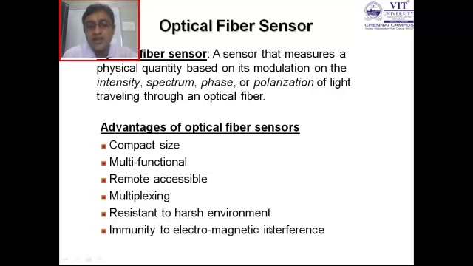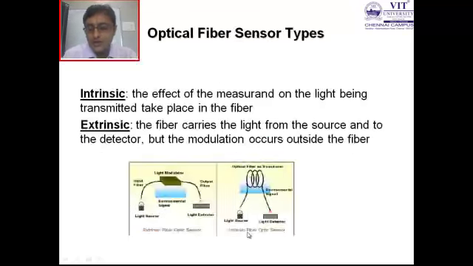Immunity to electromagnetic interference. It doesn't have any metal parts in it, so it doesn't have any electromagnetic interference in it. Now those are the basic advantages of optical fiber. So there are two types of optical fiber sensors, one being intrinsic and the other being extrinsic.